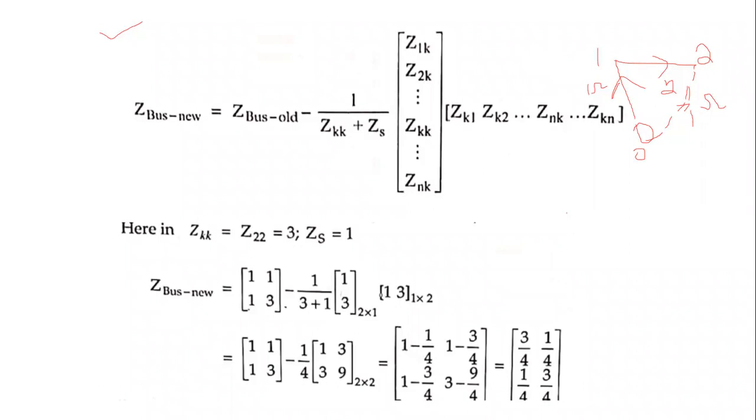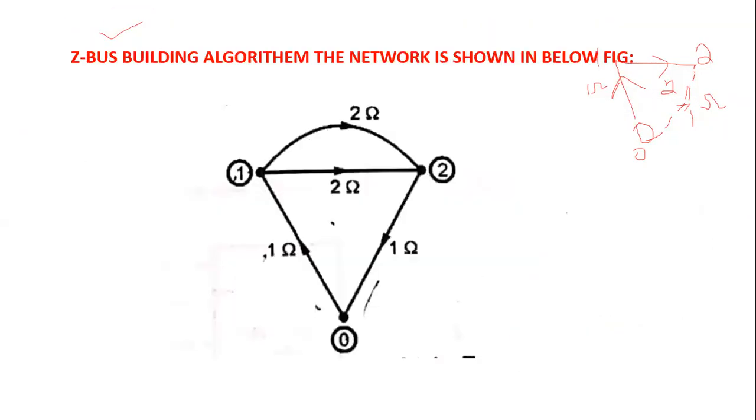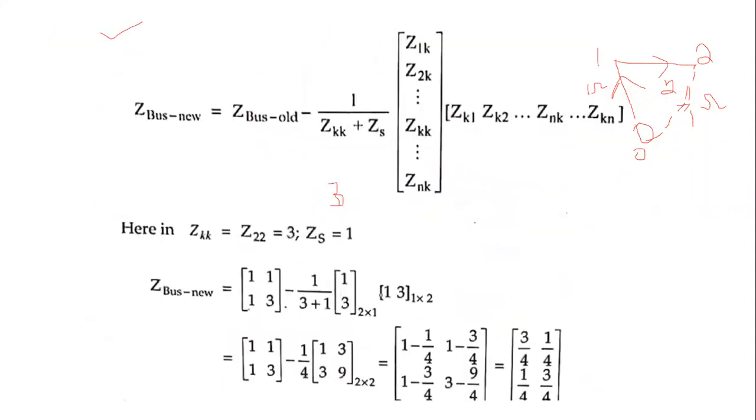In this case, ZKK means the Z22. Therefore, the Z22 value is 2, or we are considering the Z22 value as 3, which will be changed in the diagram. We are taking this value as 3 ohms. In the question also, we can change the Z22 value to 3 ohms. Therefore, Z22 is equal to 3.